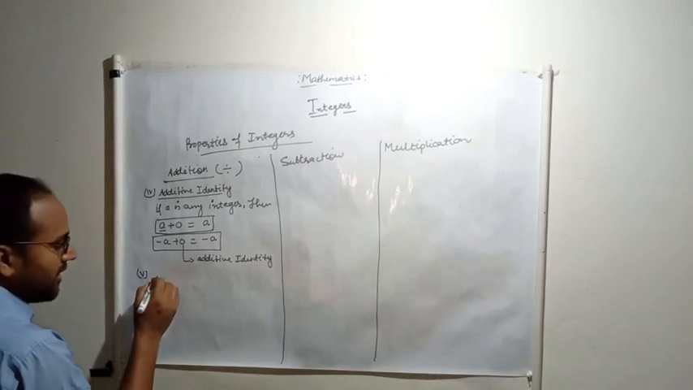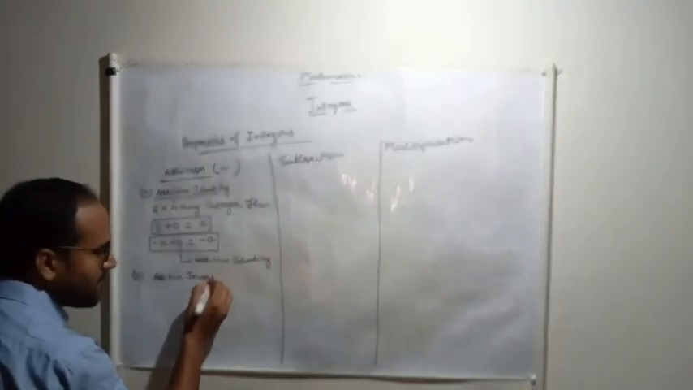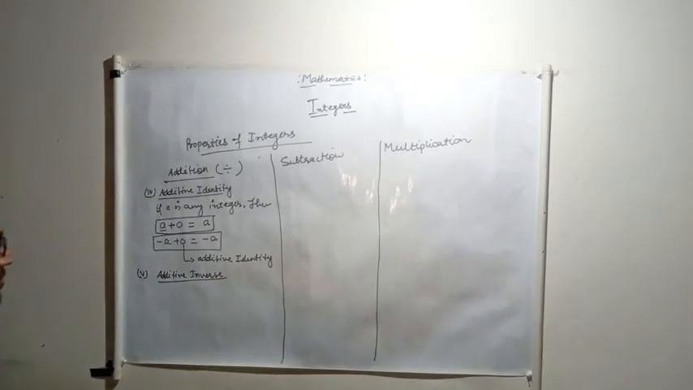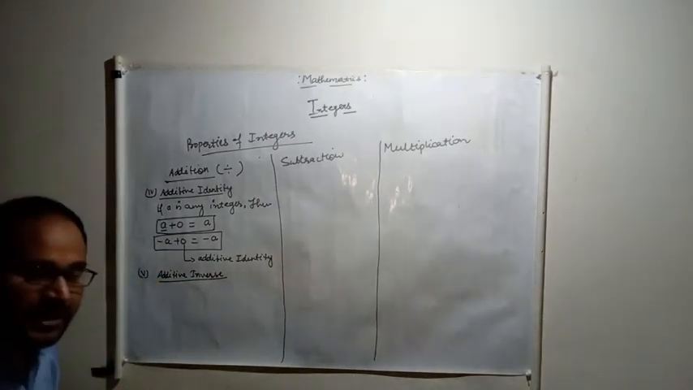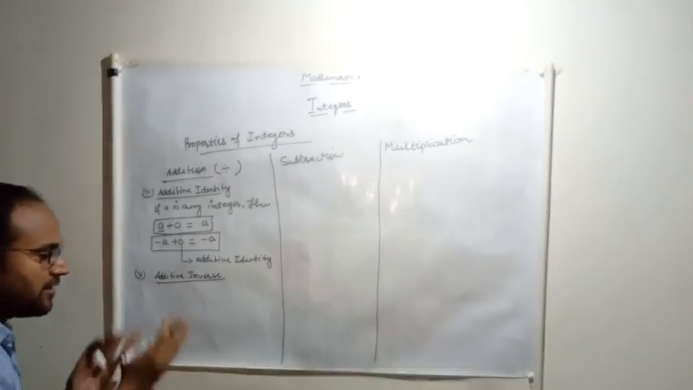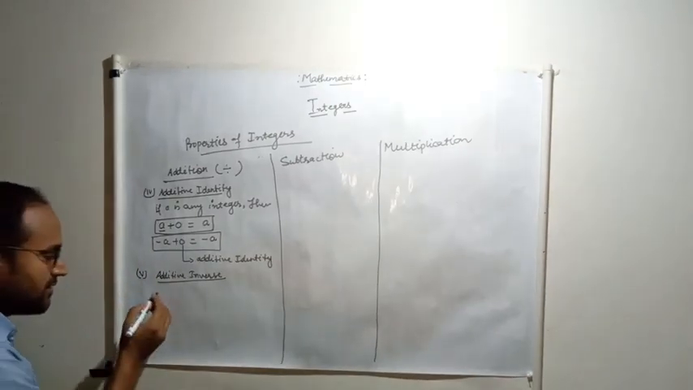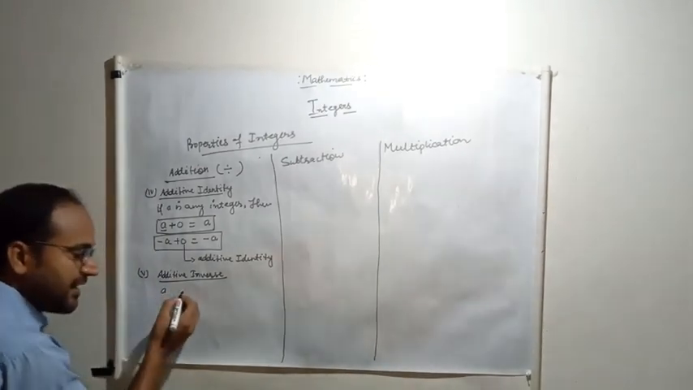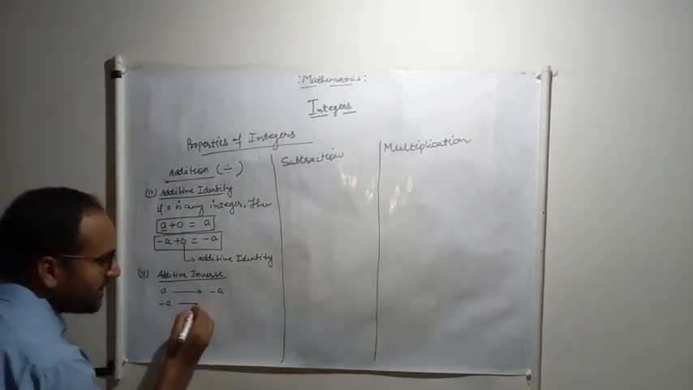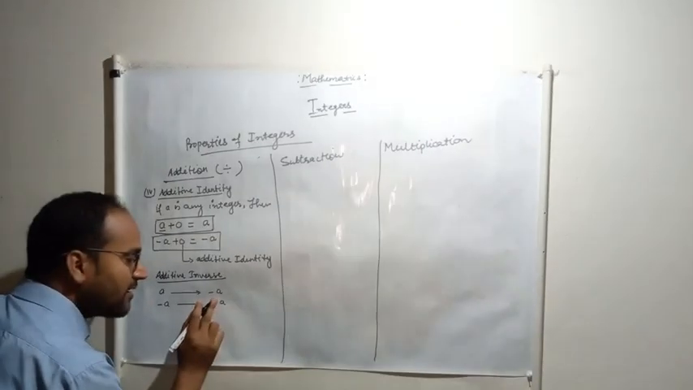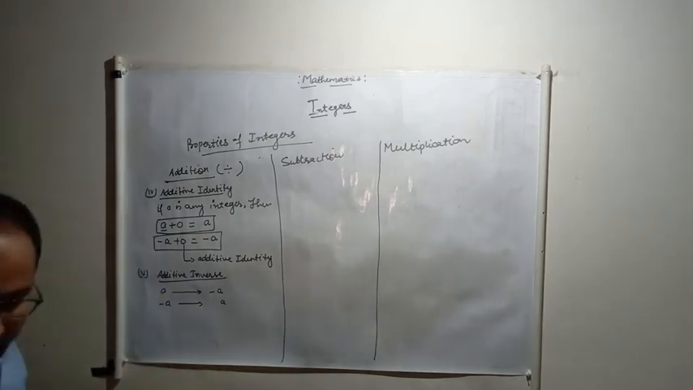Next one is the fifth property, the additive inverse. Additive inverse means that if any integer a is given, its inverse is just opposite in sign. If a is any integer, its additive inverse is minus a. If minus a is there, its additive inverse is plus a, students. So always remember that the additive inverse is just opposite in sign.